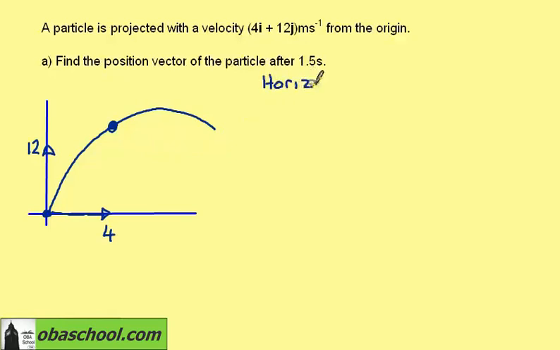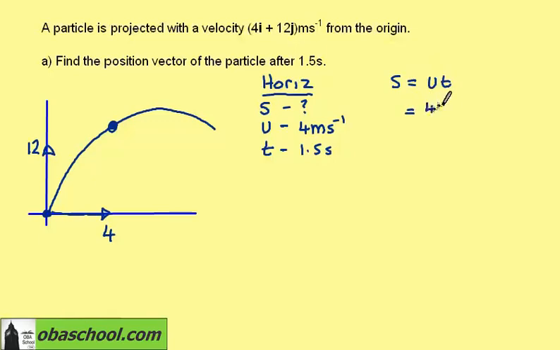Let's consider the horizontal motion first. No acceleration, so just s, u and t. We know the velocity horizontally is 4 meters per second. The time is 1.5 seconds until it reaches our point, and we want s. s is equal to ut, which is 4 times 1.5, which is 6 meters.